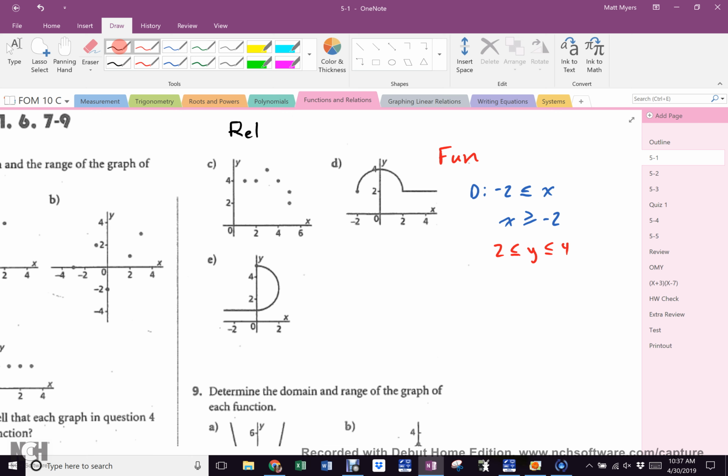Function or relation? Relation. Why? Right there I hit twice, right? So if I were to go to x equals 1, I would have a y value there and a y value there. Two different outputs for an input of 1, so I'm screwed, right? Okay, what's the domain? What's the lowest domain I have?